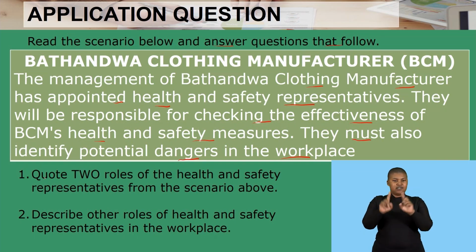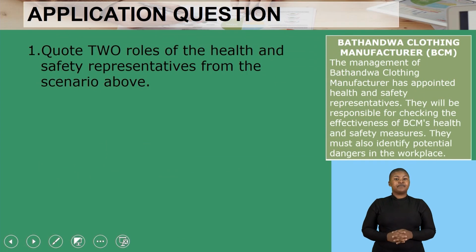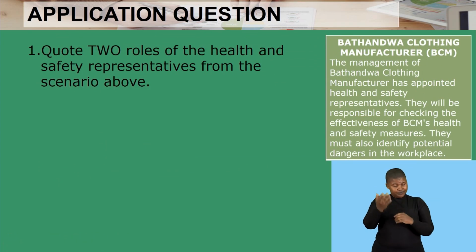The first question is to quote 2 roles of health and safety representatives from the scenario above. And then number 2, you are expected to describe other roles of health and safety representatives in the workplace. Let's see how it is supposed to be done. Remember, you read your scenario and you realize that the first part of your sentence says the management of Batandwa Clothing Manufacturer has appointed the health and safety representatives.